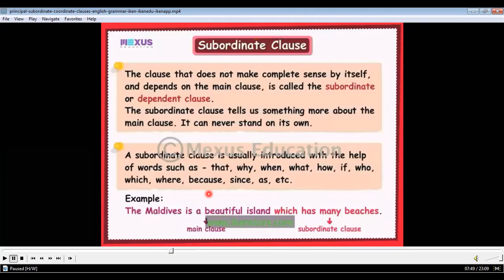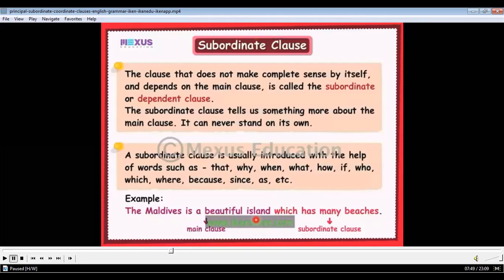This is just a quick overview for the students. The main clause is an independent clause. A clause is a part of a sentence. The main clause is independent, and it does not need any other part of the sentence to complete it. For example, the Maldives is a beautiful city. This is a complete sentence. If we write a sentence like this, we don't need another sentence to give it a complete meaning.